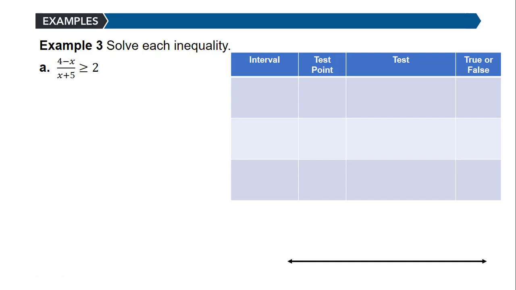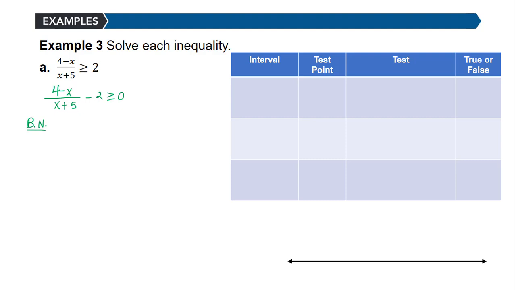So I will do a couple of examples here with you. We want to solve the inequality 4 minus x divided by the expression x plus 5 is greater than or equal to 2. And so we're thinking about solving 4 minus x all divided by x plus 5, minus 2 is greater than or equal to 0. So we want to find values of x that make this rational function positive or 0. Things we need to do, we first need to find the boundary numbers.